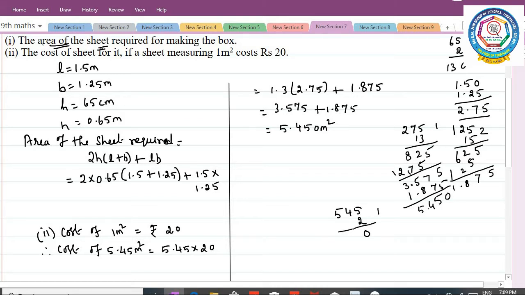5 2s are 10, remaining 1. 4 2s are 8 plus 1, 9. 5 2s are 10. Then here one more 0 is added. After that we have to put decimal. How many places? 2 places. So if you are putting 0, 0, we cancel. Which is equal to rupees 109. Therefore the cost of sheet required equal to rupees 109.